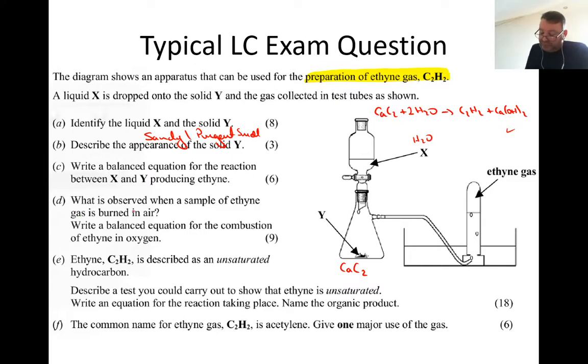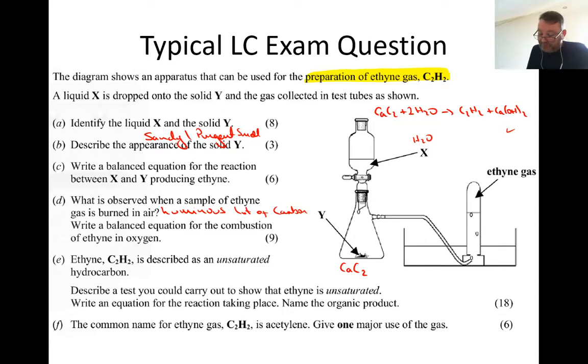Part D. What is observed when a sample of ethyne gas is burned in air? Well, you notice 2 things. It's luminous. The flame is luminous. You can see the yellow flame. And the second thing that people always remember is it's a very big producer of soot. So you get a lot of carbon produced. Okay? A lot of soot, black soot.